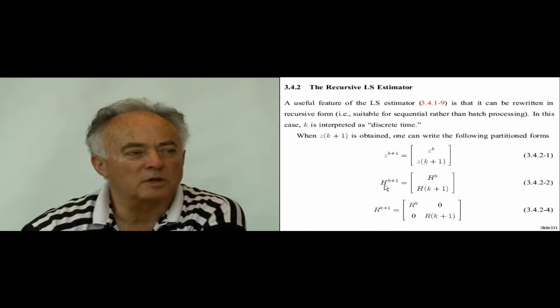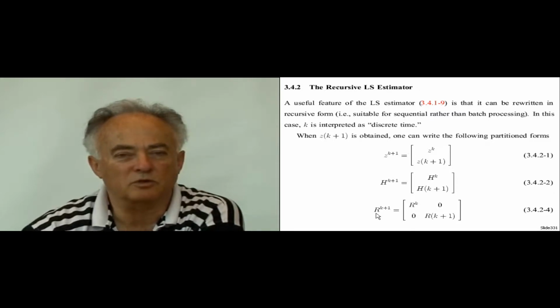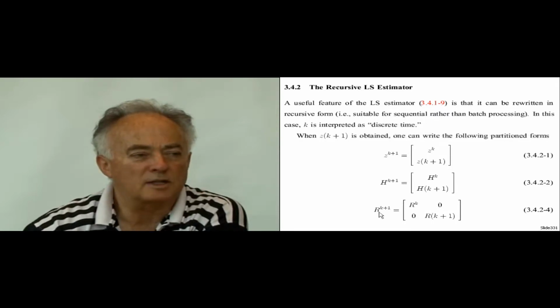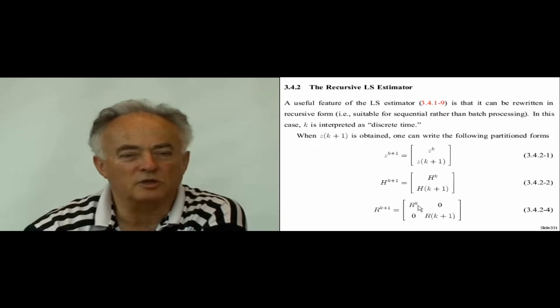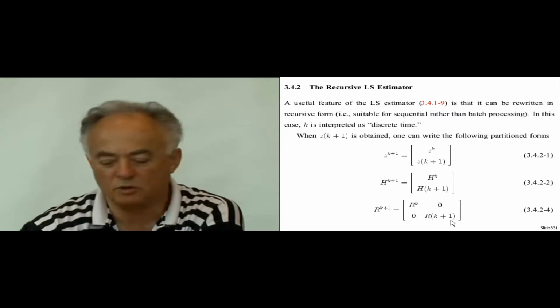Similarly, we have the h super k plus 1, this is a big stacked matrix, partitioned into the previous one, h super k, and the latest h at k plus 1. As far as the weighting matrix in the cost function, which we have seen is also the covariance matrix of the noise under the maximum likelihood model, R super k plus 1 will have a R super k block, which really is made up of k sub-blocks, and the last block number k plus 1, that's R at k plus 1.